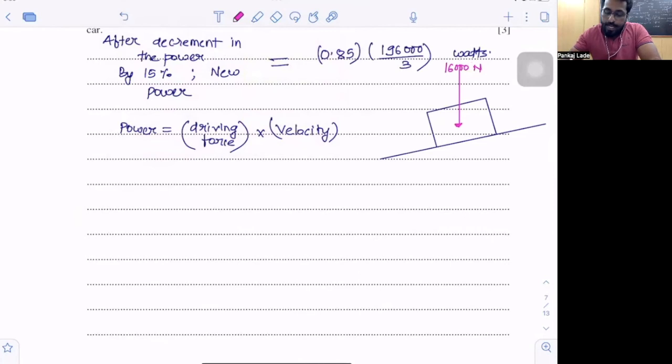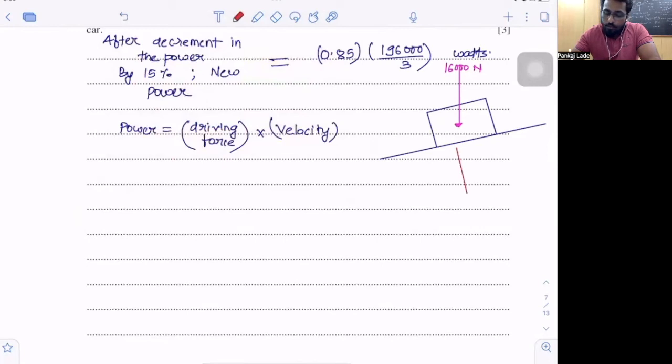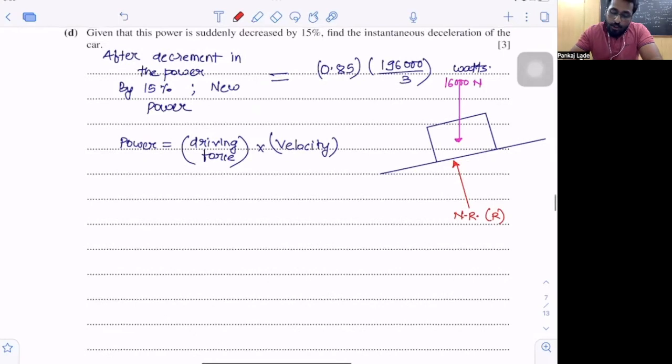That's the weight force of the car. Then there will be a normal reaction that has been offered. This is the normal reaction, denoted by R. Then there will be a resistive force. The car is going up the plane, so I'll show the motion of the car. This is showing the motion of the car. It is not impending motion now, it is motion of the car. That's the direction of the motion. So if the car is moving up the plane, the resistive force will be acting down the plane. This is the resistive force which is acting down the plane.